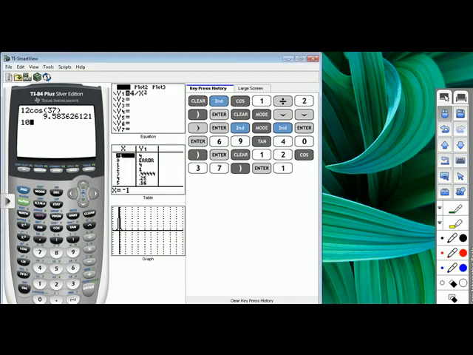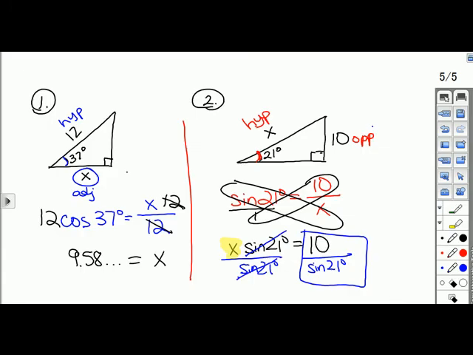So 10 divided by the sine of 21 degrees. Bam, 27.9. So the hypotenuse is about 27.9. And there we go. Make sense? Yes. Okay, there are other ways to go about it, but that's one of the ways to do it.